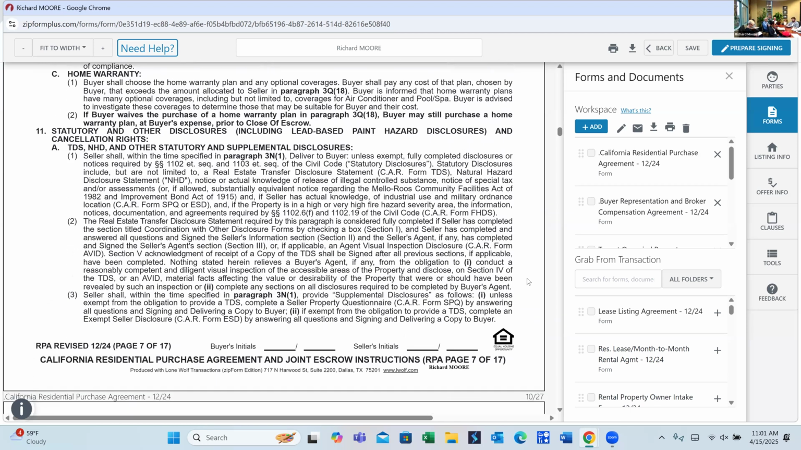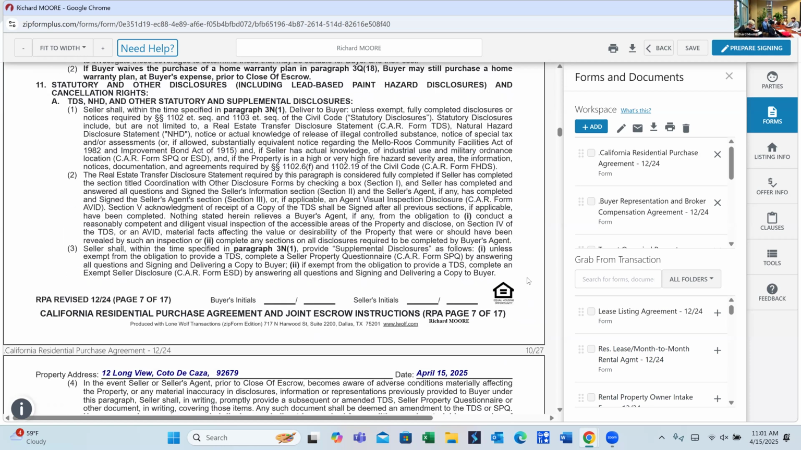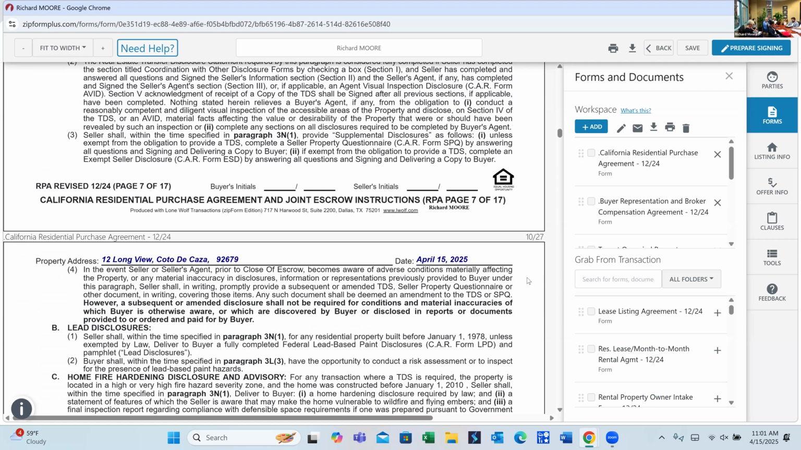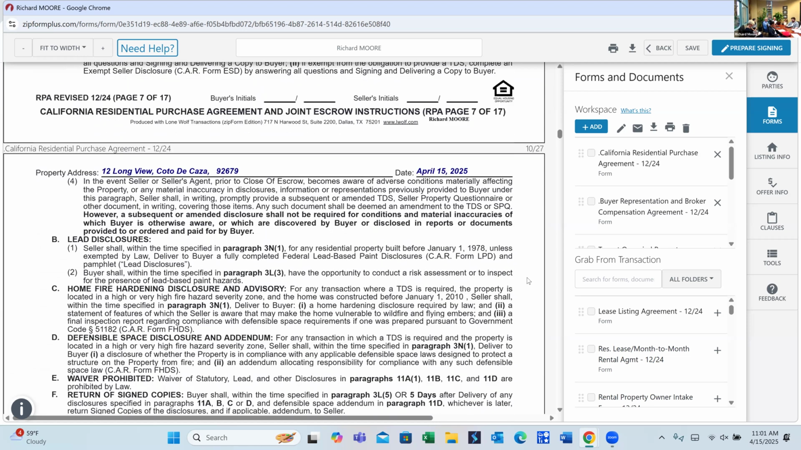Section 11, statutory and other disclosures, including lead-based paint. Statutory disclosures, meaning part of the law, include the transfer disclosure statement and the natural hazard disclosure. There can be some exemptions to the transfer disclosure statement, for example. Lead-based paint disclosure, section B, is not waivable.